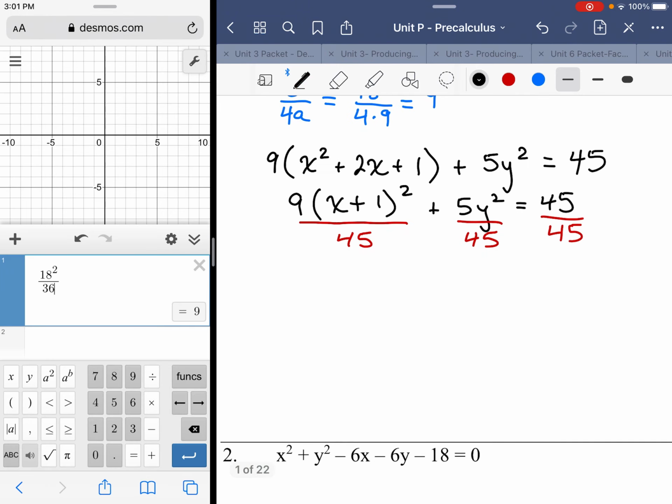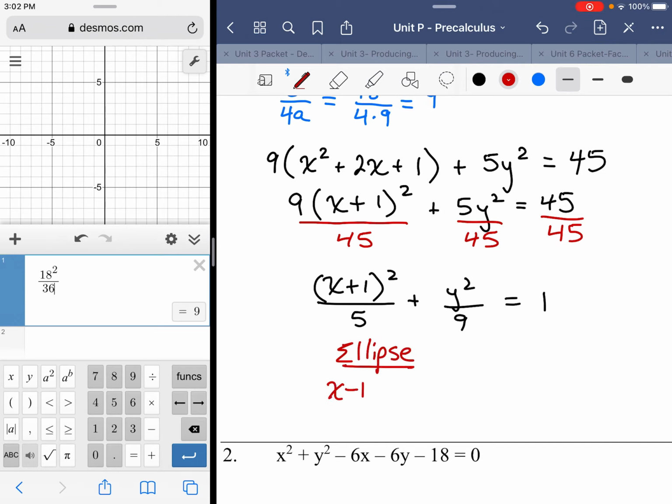So when I simplify, I'm looking at x plus 1 squared over 5 plus y squared over 9 is equal to 1. All right, so if you match that up with the standard form of an ellipse, this is an ellipse. Standard form is x minus h squared over a squared plus y minus k squared over b squared is equal to 1.